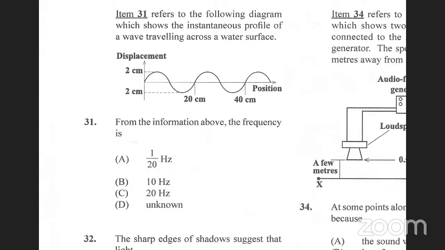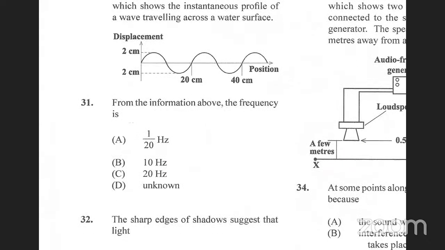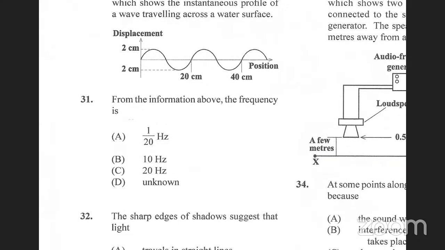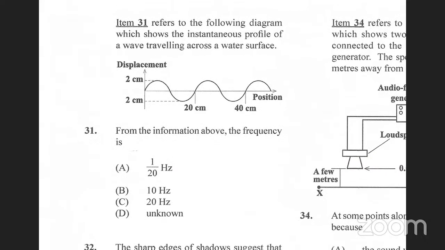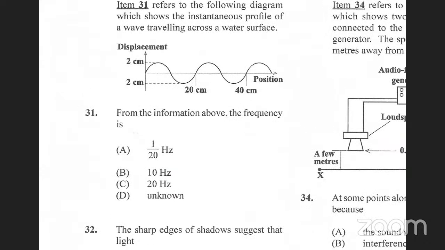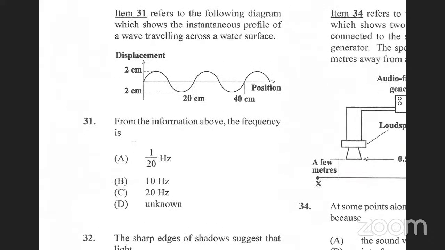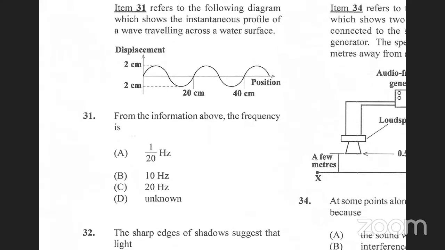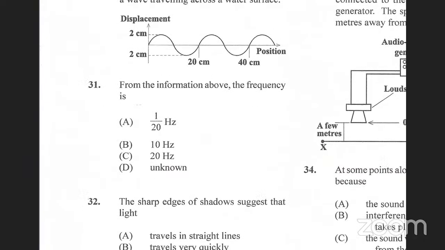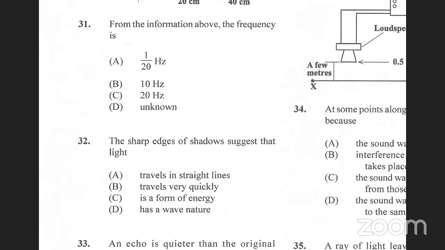Item 31 refers to the following diagram: profile of a wave. You have to pay attention to this one. You want frequency. This graph doesn't read off time, it gives displacement against position. So you can't read off time from this graph. You can read off the wavelength, which is 20 centimeters, but you can't read off anything else. And they didn't give us speed. So this one is unknown, which is D.